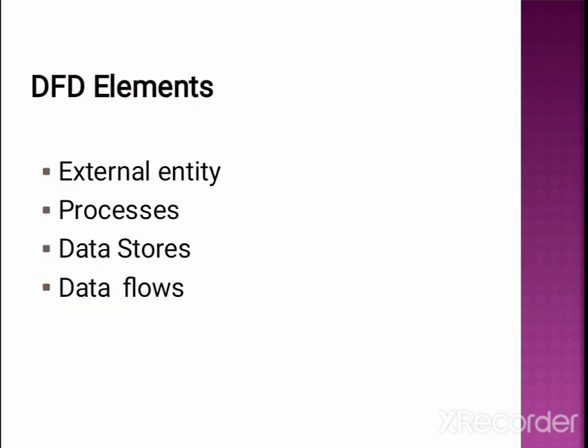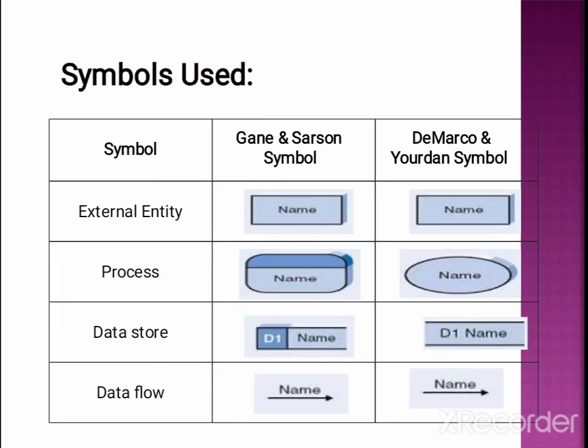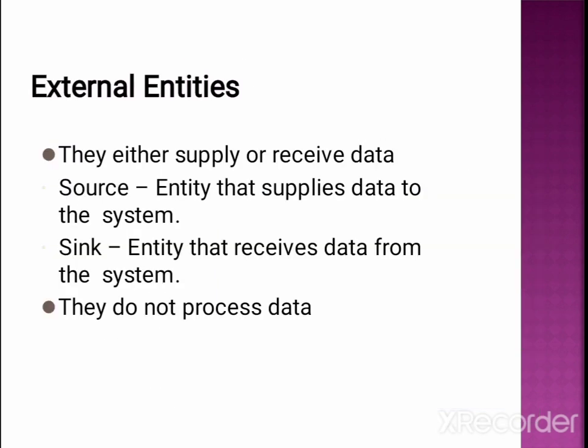Elements of DFD: external entity, processes, data stores and data flows. Symbols used in DFD: Gane and Sarson symbol and DeMarco and Yourdon symbol. External entities: supply or receive data. Two types are involved: source and sink. Source supplies data to the system and sink receives data from the system.